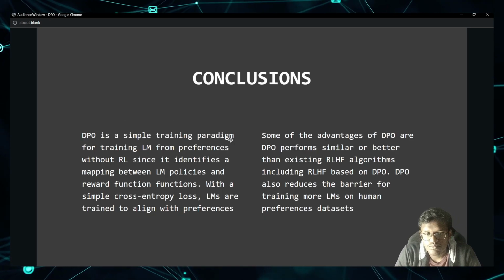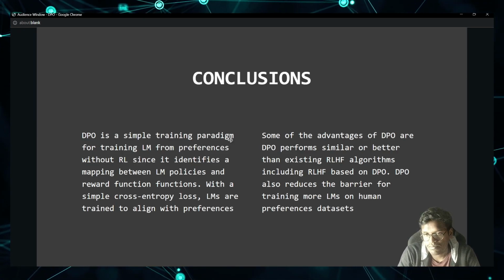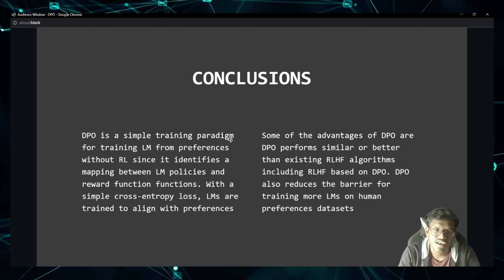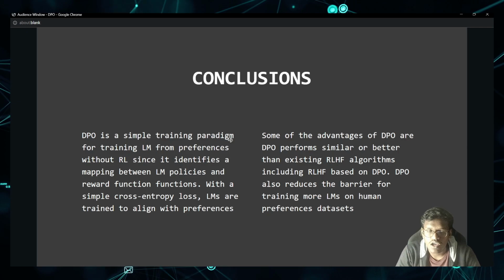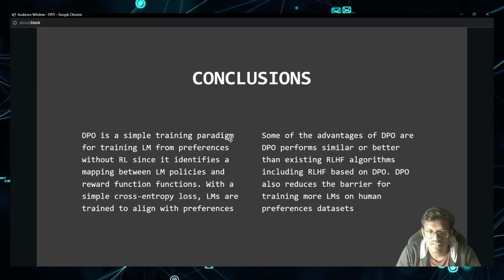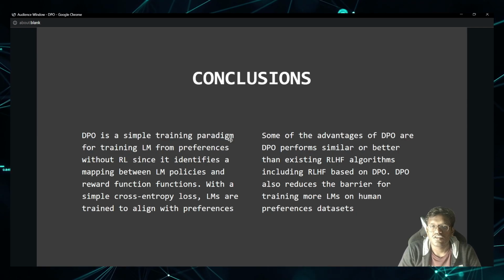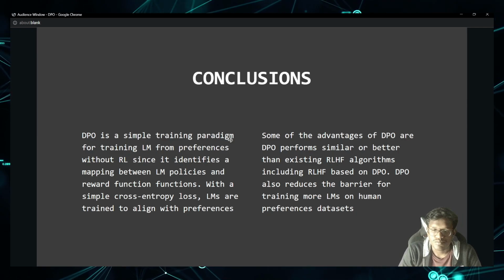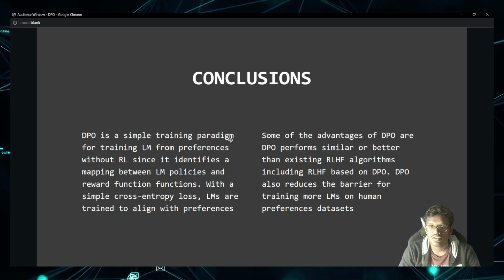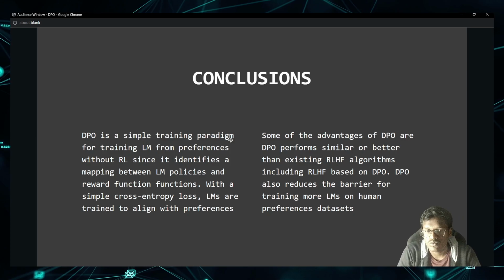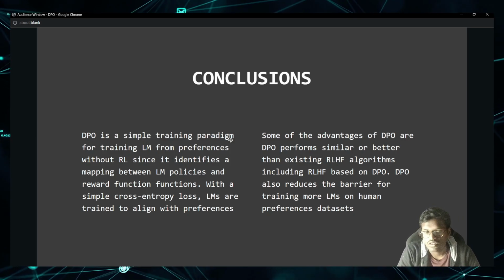Coming to the conclusion, DPO is a simple training paradigm for training LLMs, or LMs even, because it's not just restricted to LLMs. That's why they called it LM. Even for language models, if you want to align them with your preference, let's say GPT-2 is a language model, not a large language model, it is slightly smaller, right? So you can use DPO for that kind of model as well.